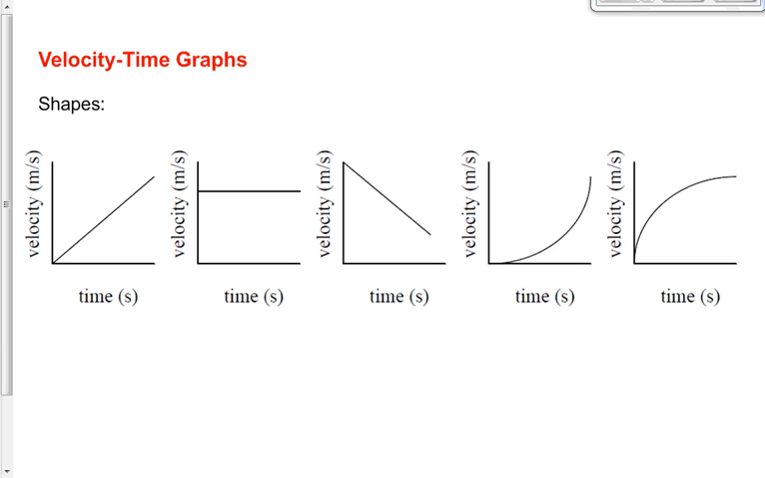We spent some time ago on position time graphs and the shapes of various position time graphs. Today we want to look at a few shapes of velocity time graphs, see what they mean, see how the shapes of position time graphs compare to velocity time graphs, see what they have in common, and what is different about the position time graphs versus velocity time graphs.